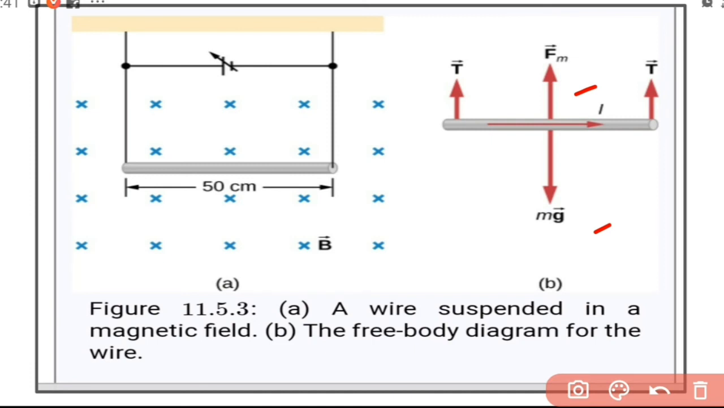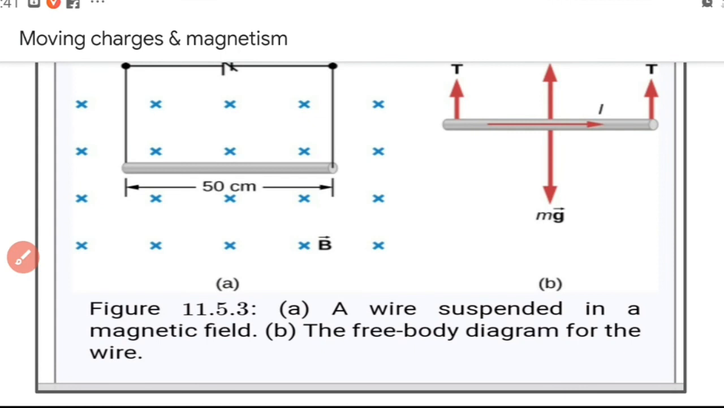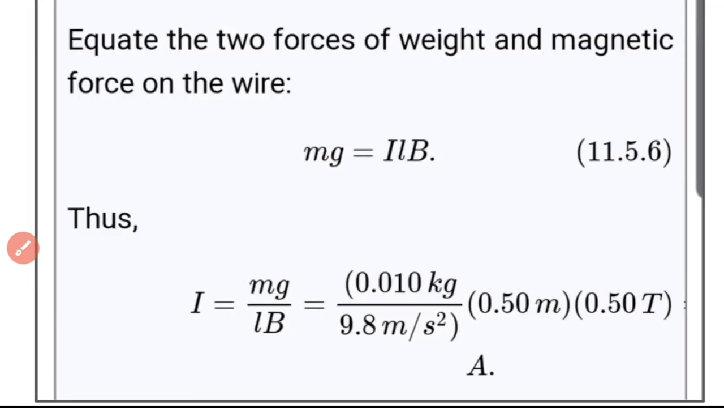Now to find the magnitude, we can equate the magnitudes of Lorentz force and weight. What is the magnitude of Lorentz force? Magnitude of Lorentz force is BIL, because here the current and magnetic field are perpendicular to each other. So we have mg equal to ILB, or I is equal to mg by LB. So do the substitution and find the answer yourself.